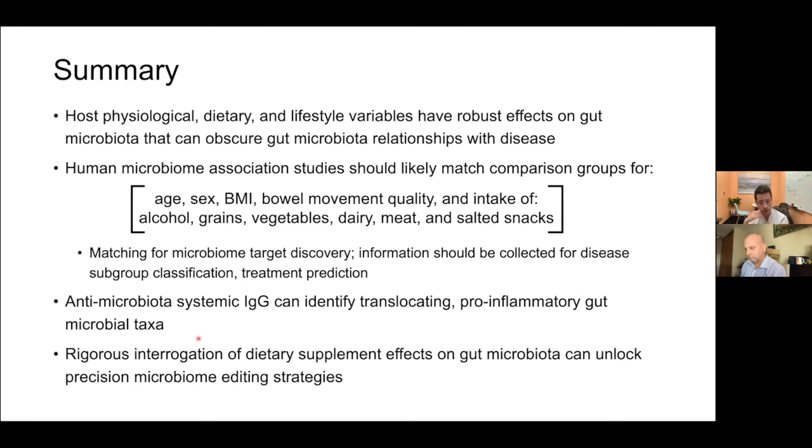And in work that's in the early days, that's ongoing, we're very interested in something that I think is relevant for this audience. We're very interested in using Bayesian inference and combinatorial testing strategies in vivo to interrogate the effects of dietary supplements on the gut microbiota. And we're really optimistic that this can unlock precision microbiome editing strategies that are safe in humans. I think most of you would agree.